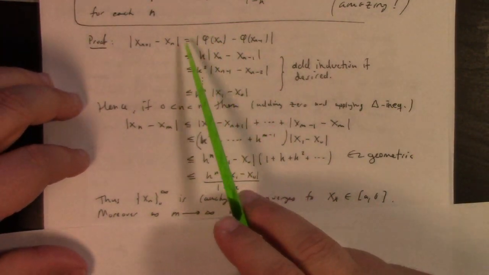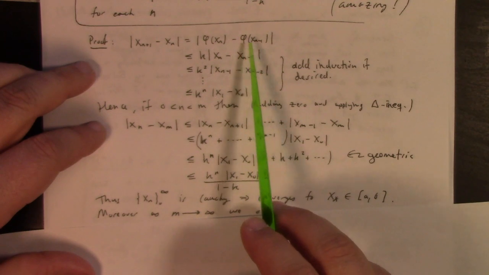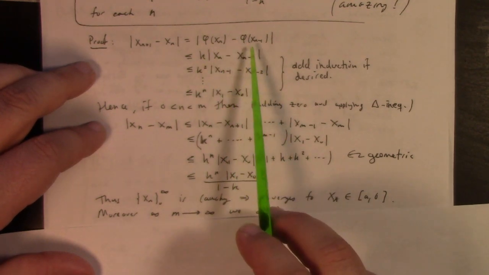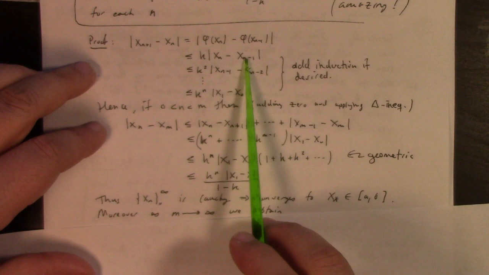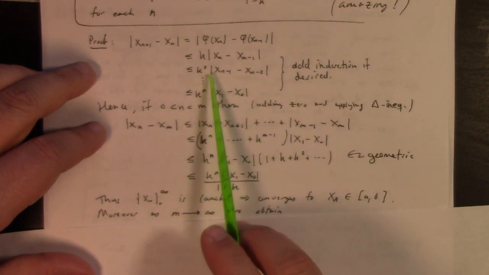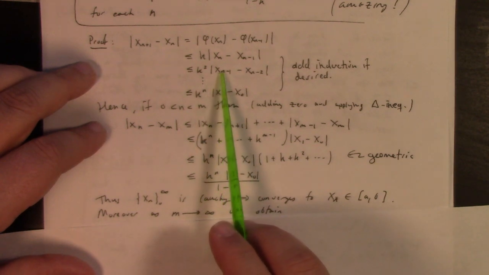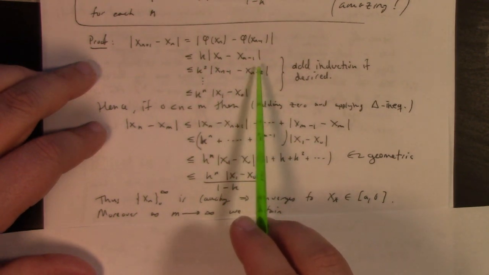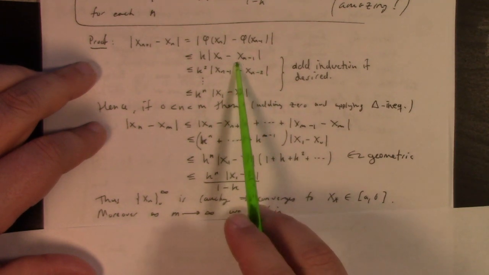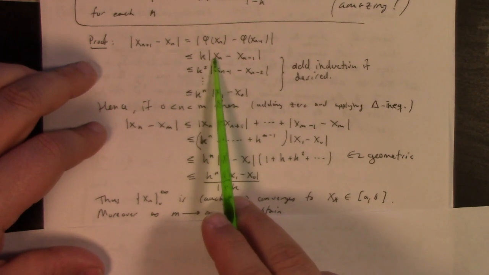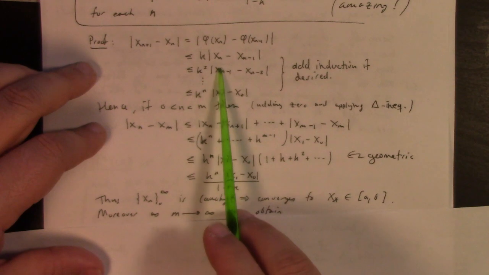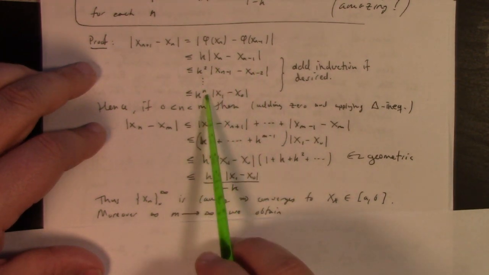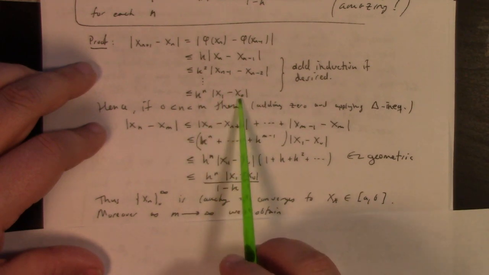So here's the proof. This difference, by the contraction, phi is a contraction mapping, so that's k times that difference, which is k squared times that distance, because we keep using the contraction. The next step is phi of x n minus 1 minus phi of x n minus 2. Then use the contraction definition to bring out the k squared and replace it with just the inputs. And you keep doing this. Eventually you get to k to the n times x1 minus x naught.